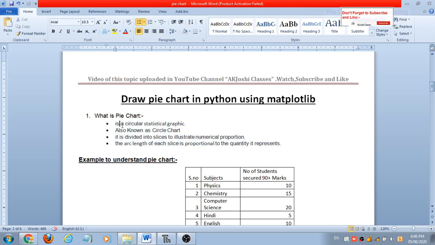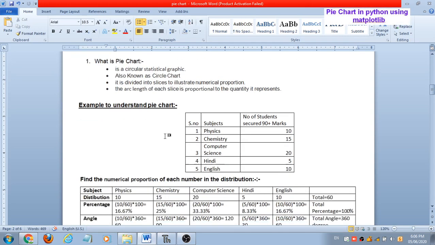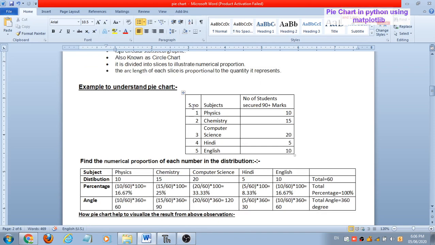Let's understand these things by considering one example. This is one example. These are the subjects which are given, and these are the corresponding numbers of students who got 90 plus marks. Suppose in physics 10 students got 90 plus marks, in chemistry 15 students got 90 plus marks. Suppose for this distribution we want to draw the pie chart. Now how can we do this?